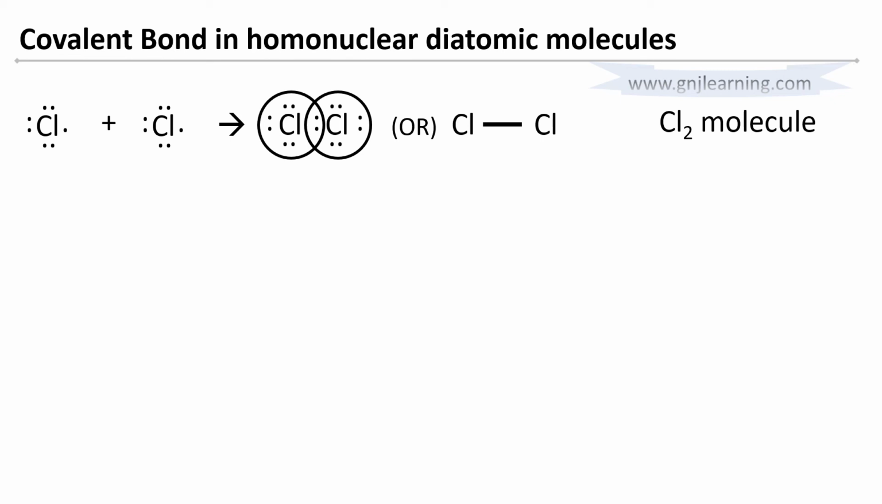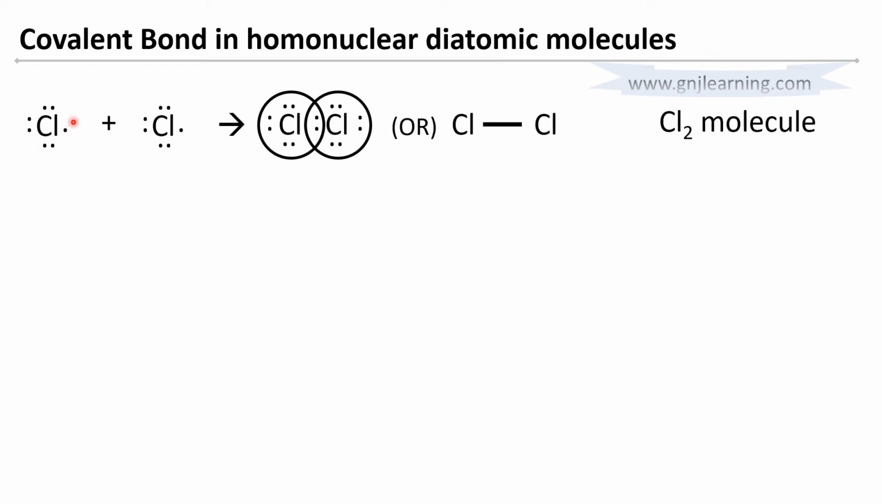Now let us look into the covalent bond of some more atoms or some more molecules. So here the molecules are homonuclear diatomic molecules. Diatomic means it has only 2 atoms. In the example which we have already seen, this is the Lewis dot symbol of chlorine and another Lewis dot symbol of chlorine. Both chlorine atoms have 7 electrons. So this is the advantage of the Lewis dot symbol: you can see how many electrons it has and how many it requires to complete its octet.